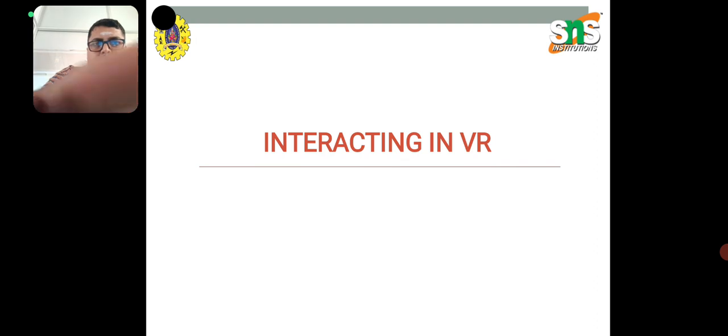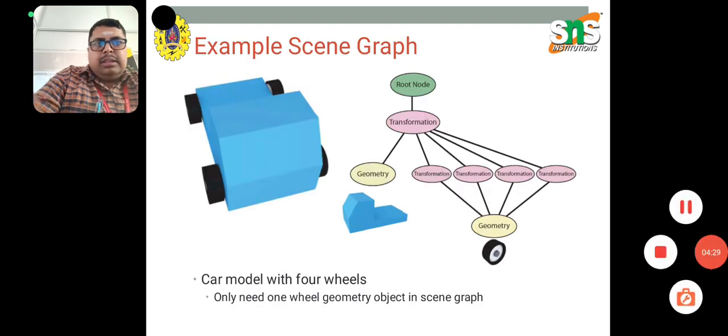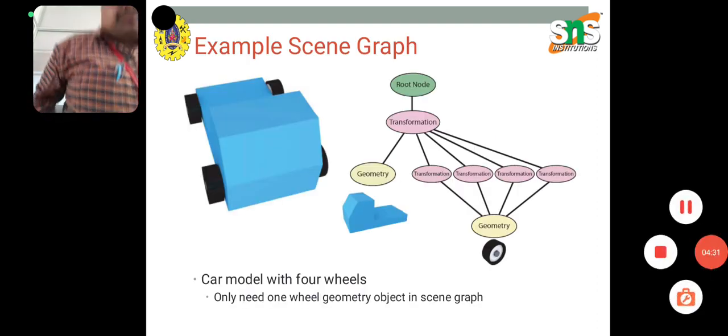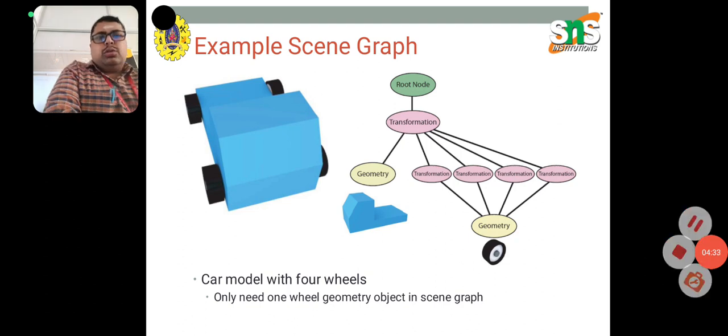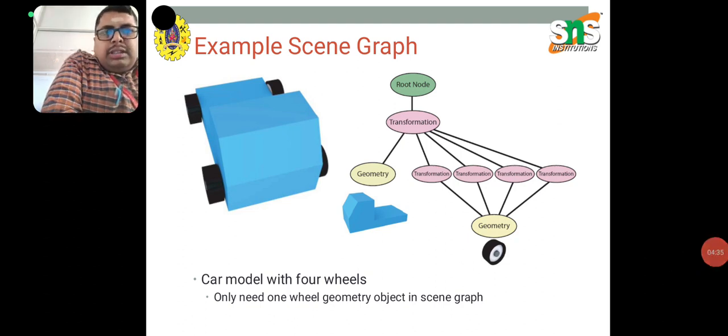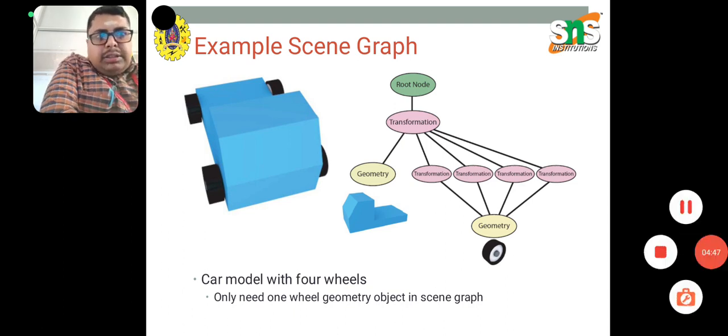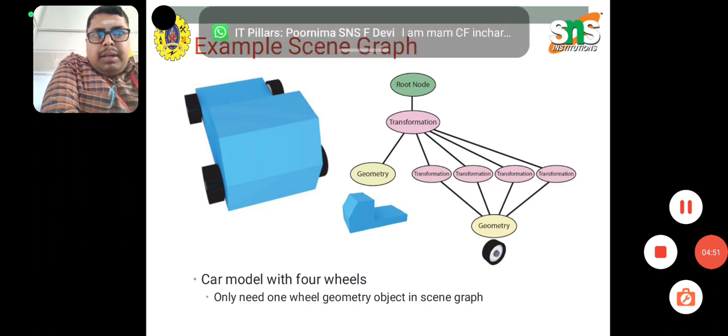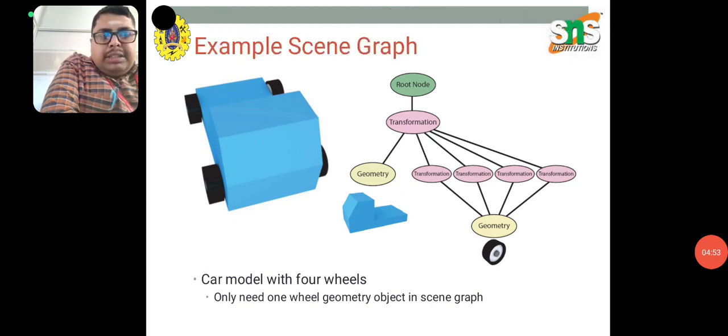This is an example of a scene graph. The scene graph consists of a root node. From the root node there are transformations, and from the transformations you have geometry. For example, consider a simple car model with four wheels. Only one wheel geometry is an object in the scene graph, based on the movement of the wheel. We have a transformation, which is applied to the geometry, and the geometry is mapped to the root node.